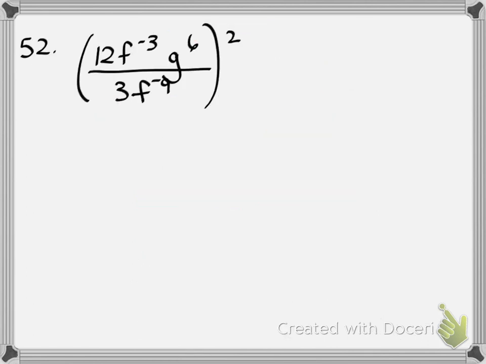Okay, so for 52, we're going to use the properties of exponents to simplify. The first thing I'm going to do is to look at everything in the parentheses, and if they don't have their exponent written, I'm going to write it in, because the first property I want to use is the power property. And it's when you have a power raised to a power, you multiply those powers together. So we're going to multiply every power times 2, top and bottom.